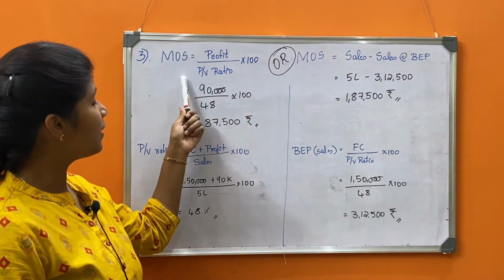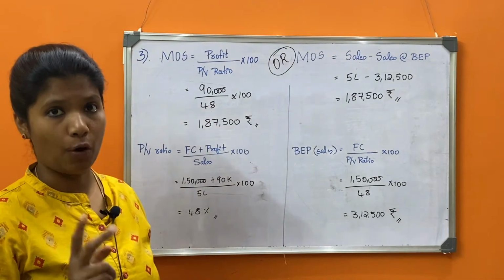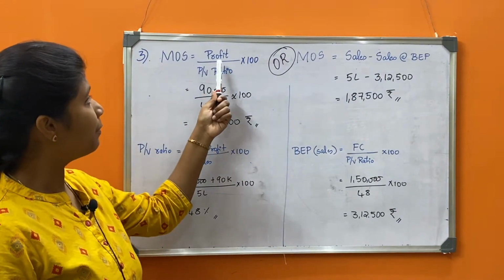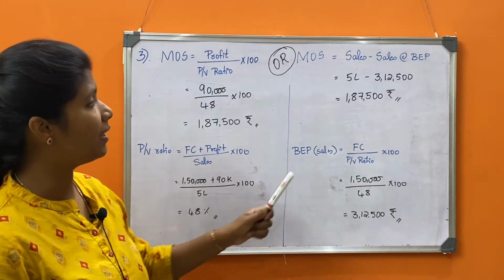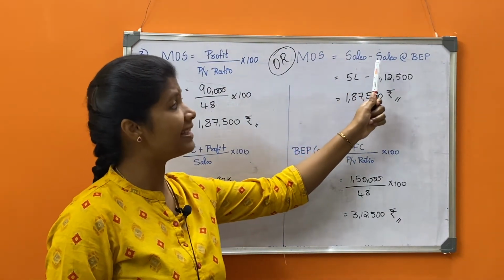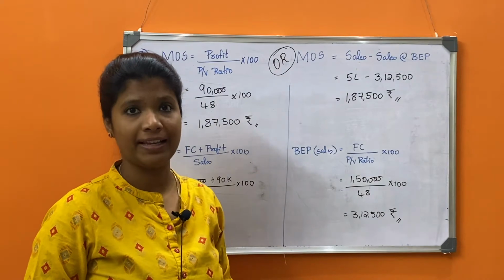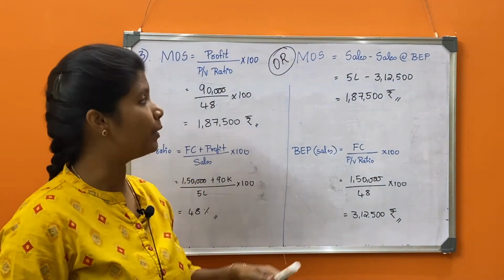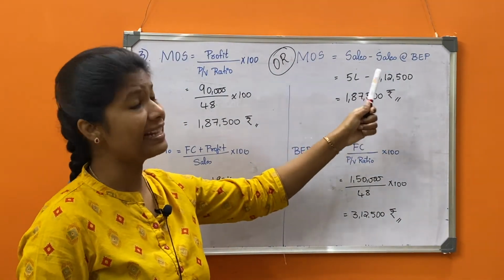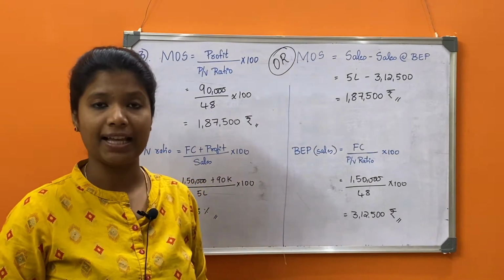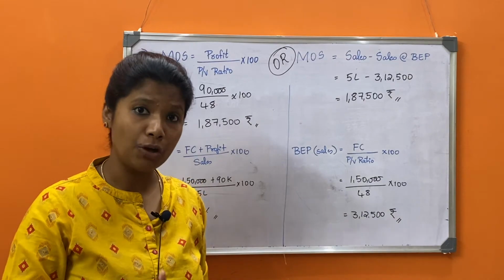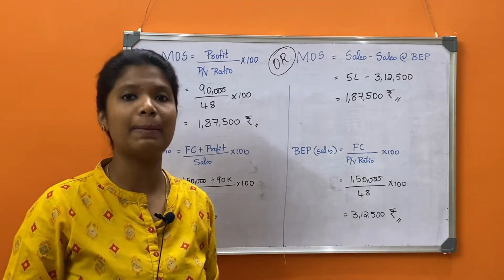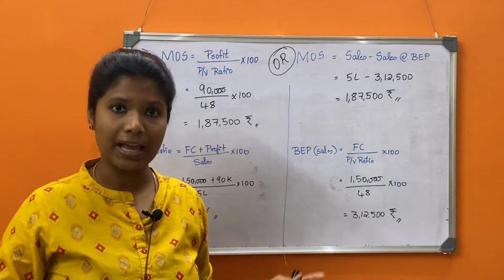So for margin of safety, again there are two formulas. Number one is profit divided by PV ratio into 100. The second formula is sales minus sales at break-even point. Please understand what is the difference between the sales and sales at BEP point. Sales meaning the total sales, that is beyond break-even point also I am considering, together.